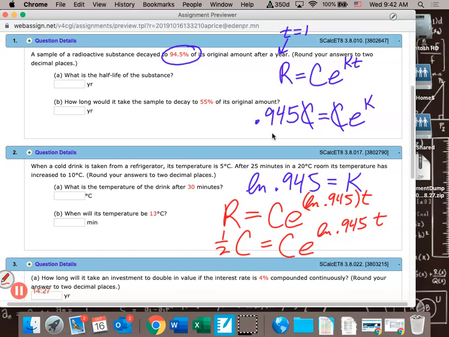What can we do with the C's? Cancel the C's. Goodbye, C's. All right, so now I have 1/2 equals e to the ln of 0.945 times t. By the way, e to the ln of 0.945 times t is not 0.945 times t. So be very careful because it's not that, it's that, which is something different. So be careful with your simplifying. We had a lot of simplifying errors during the first period.